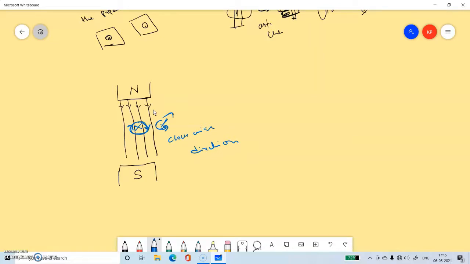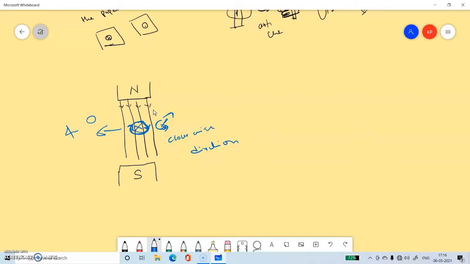Now, whenever this current carrying conductor is placed in the magnetic field, it experiences a mechanical force. That means this conductor will be thrown from this place to some place in this direction. This conductor will never stay here. The magnetic field will push this conductor in this direction.